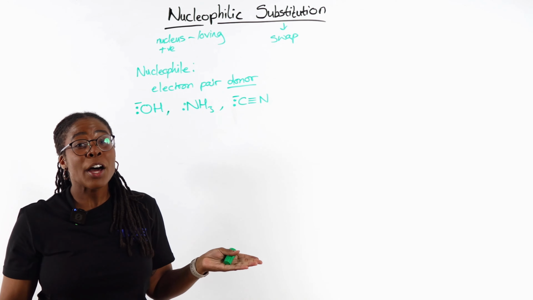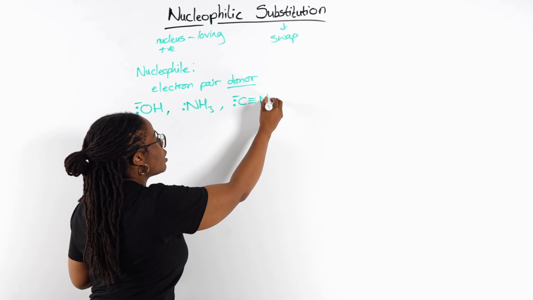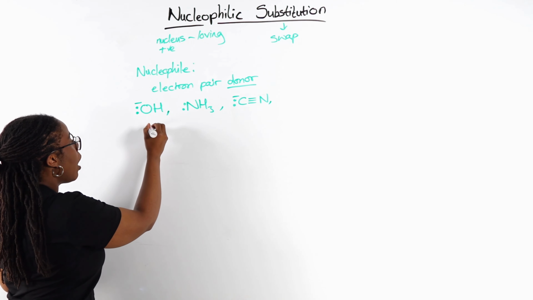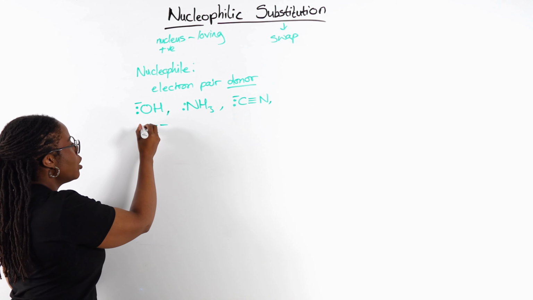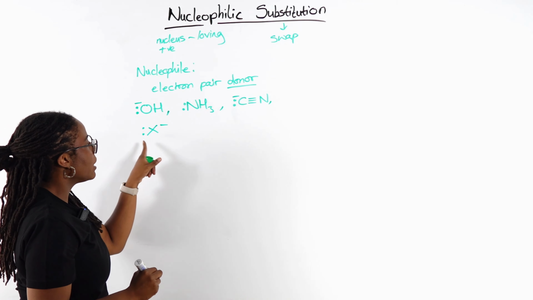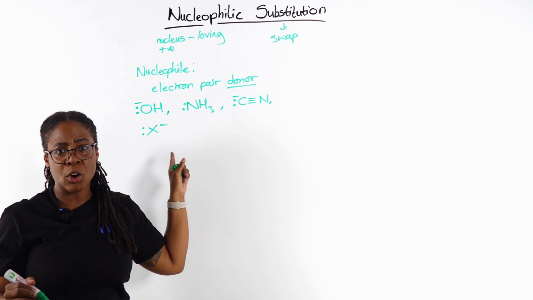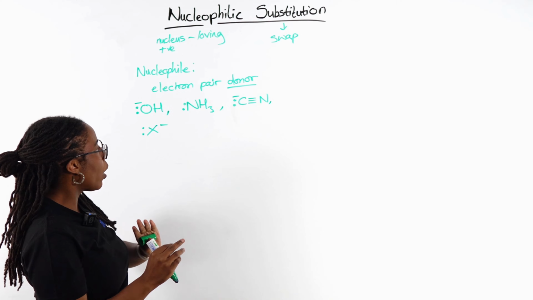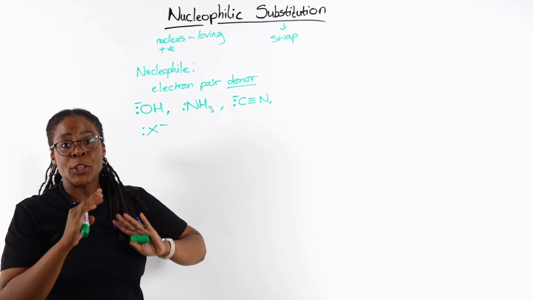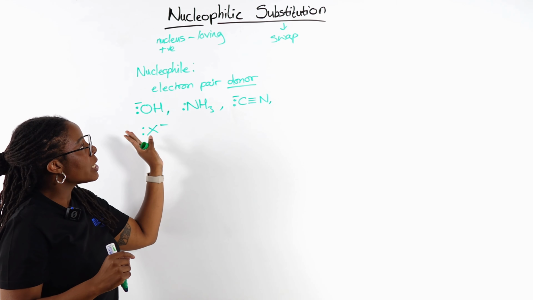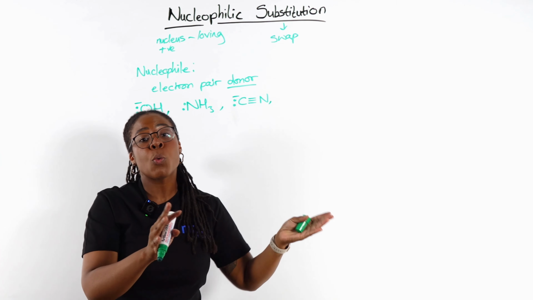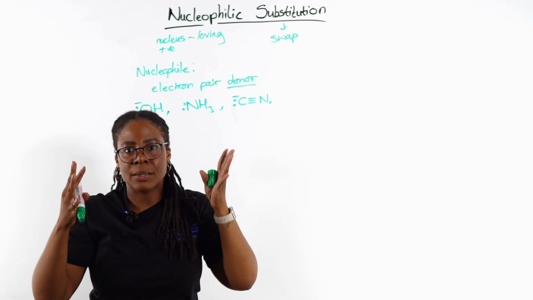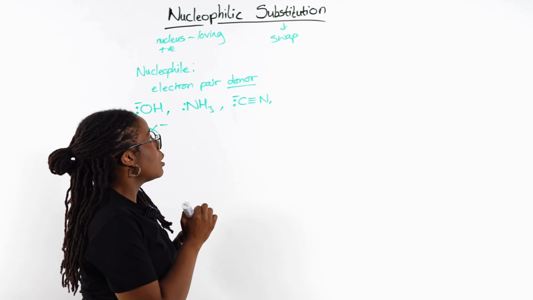Other nucleophiles that are not necessarily going to be so important for this particular mechanism, for reasons that will become clear very shortly, are our halide ions. So our fluoride, chloride, bromide, iodide, X-, because again, we've got 3 lone pairs on each of those ions, but we only really care about one of them. So if we put that together, we've got a nucleophile, which is an electron pair donor, which is going to swap with something else.